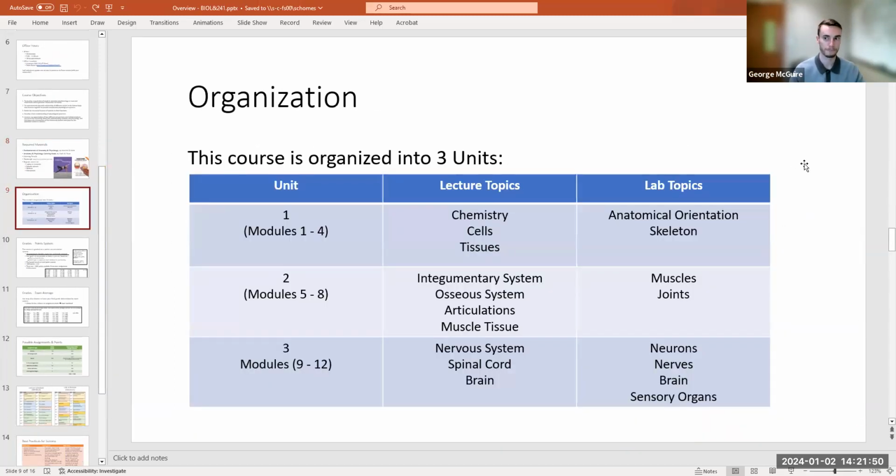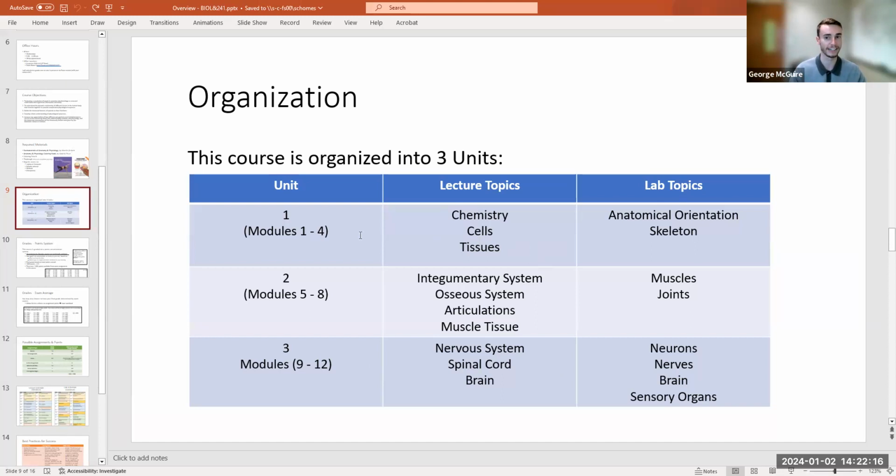Okay, so how this class is organized. We will be covering 3 different units with an exam at the end of each of them. So for units 1 and 2, we will have a separate lecture and lab exam for each of these. And then for unit 3, the lecture and lab exam is compiled into one because we're just covering the same information, with slightly different perspectives between lecture and lab.